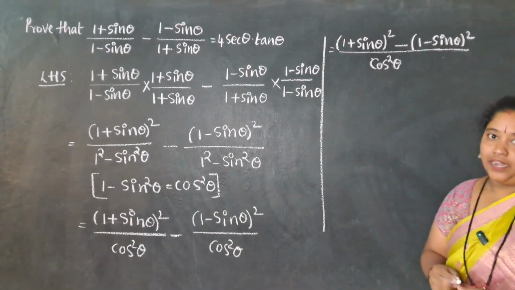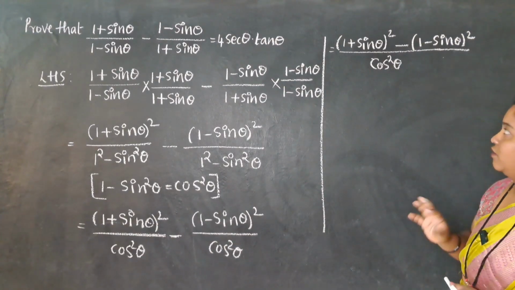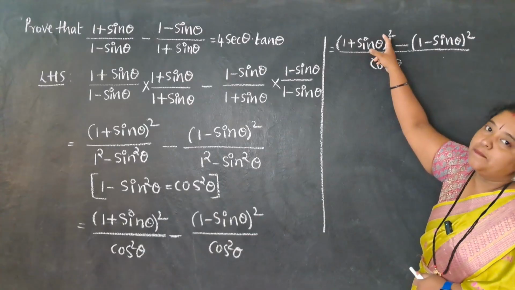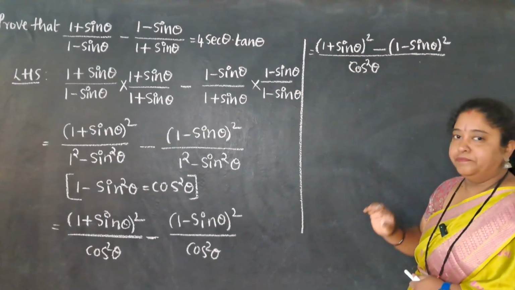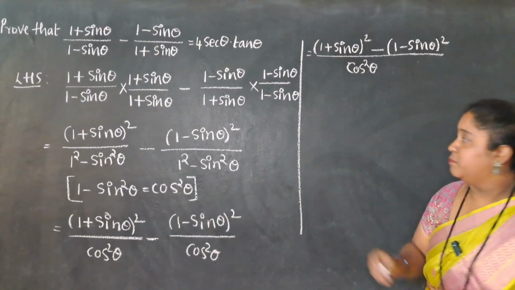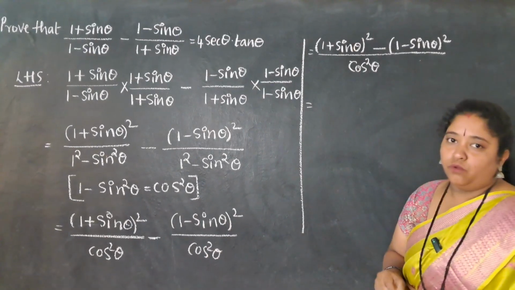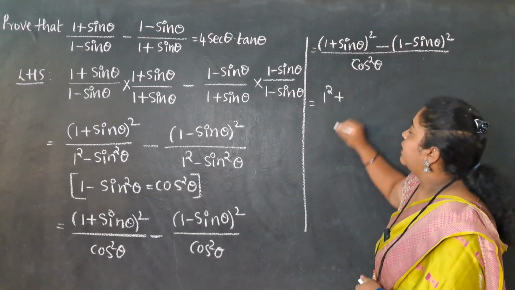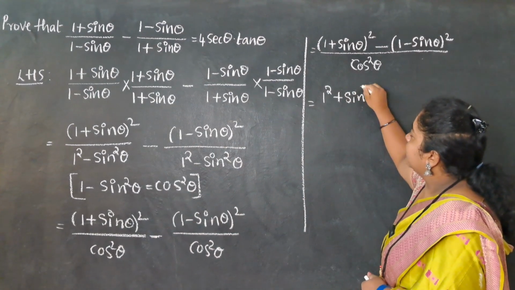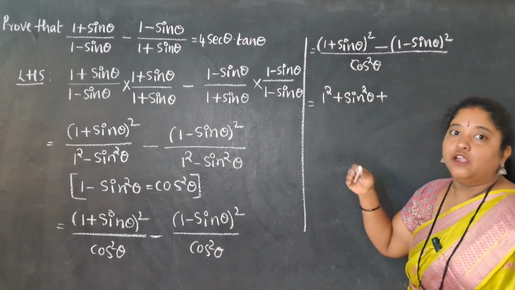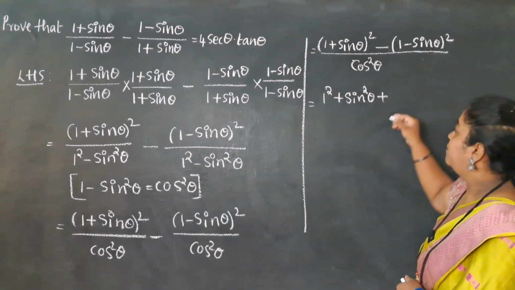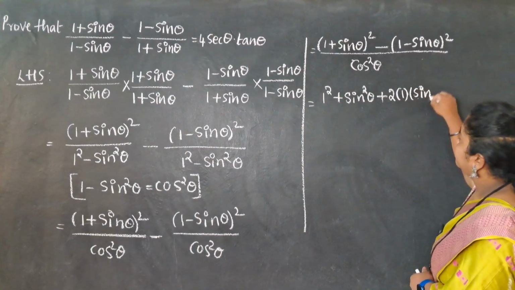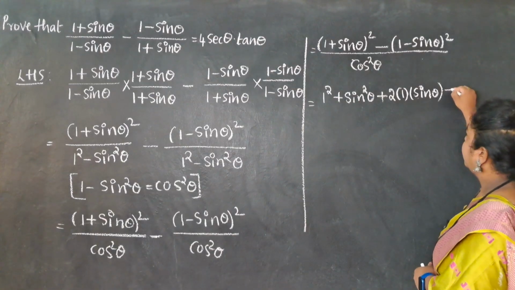Okay, and again the time to take the decision. Look at the board. What comes into your mind? A plus b the whole square. Yes or no? Now I am going to apply the a plus b the whole square formula here. You know that a plus b the whole square is a square, that is 1 square, b square, that is sine square theta, plus 2 into a into b. Isn't it dear?